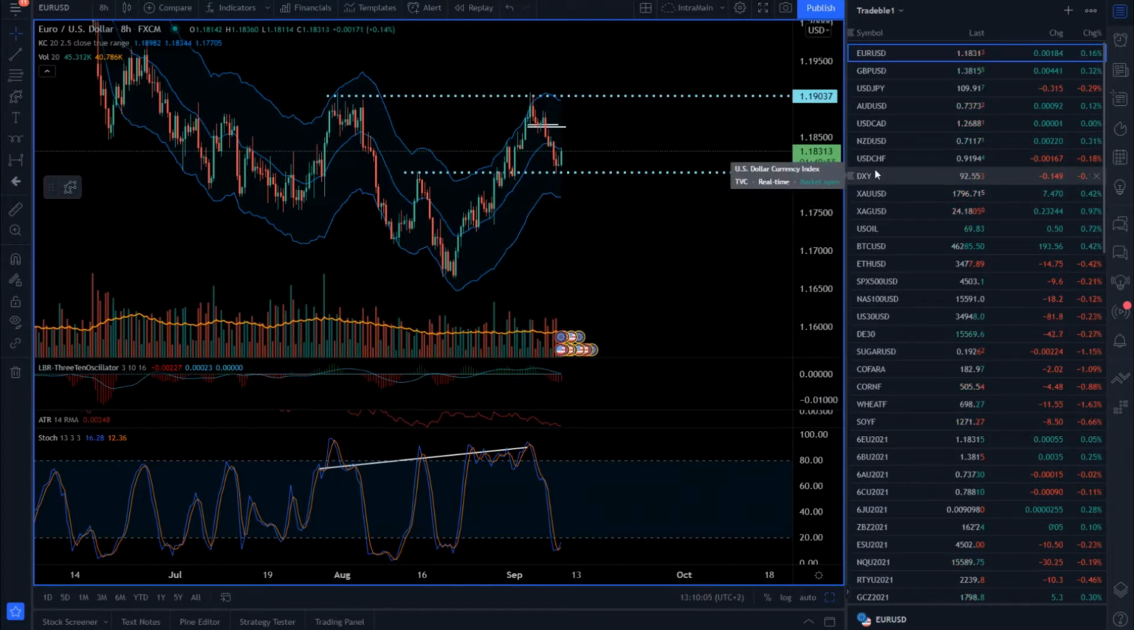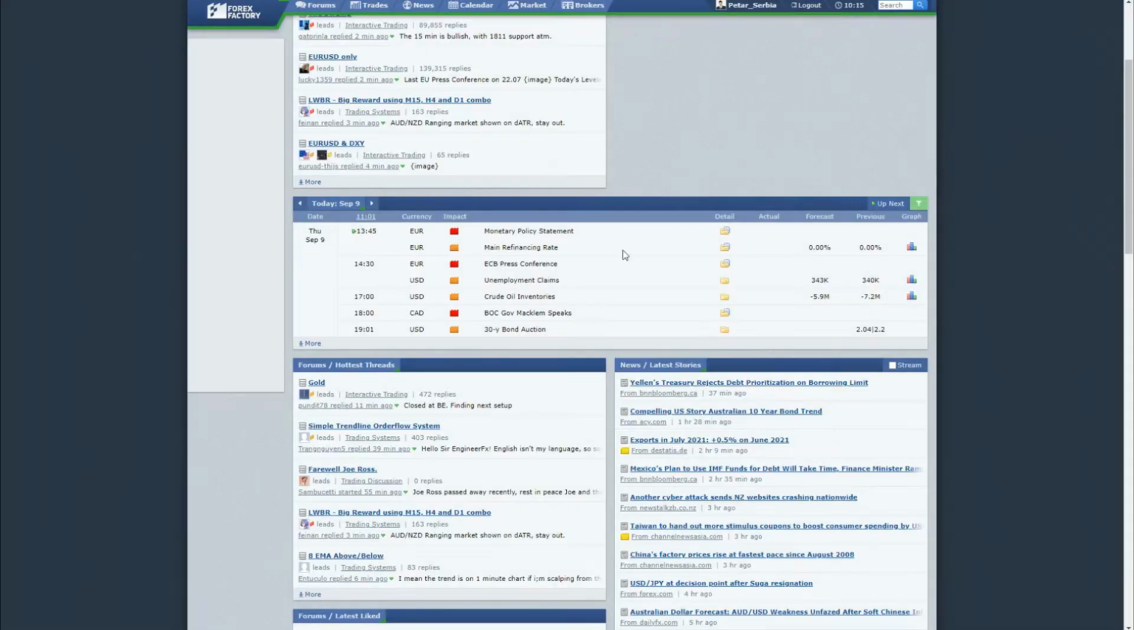So I will start with the euro versus US dollar first, because we do have a quite big event. It's actually the biggest event for the Eurozone. We do have the ECB press conference and the monetary policy statement just around the corner. So volatility can really increase during the news. So take care of your risk always in the first place.